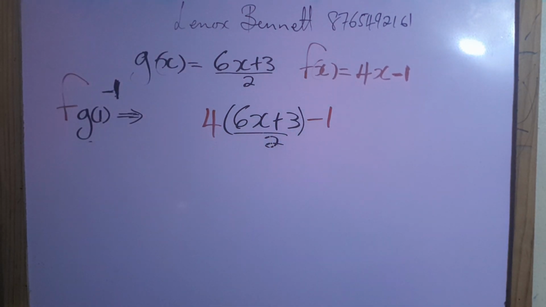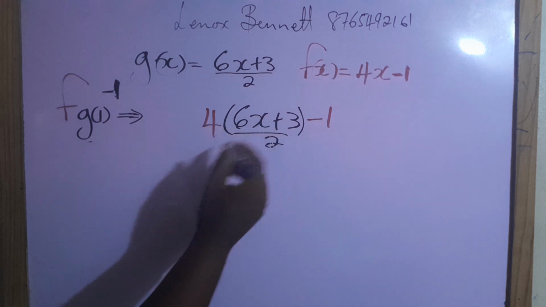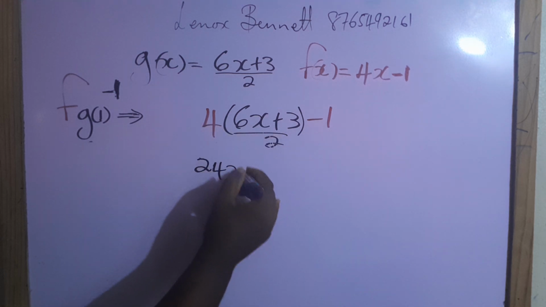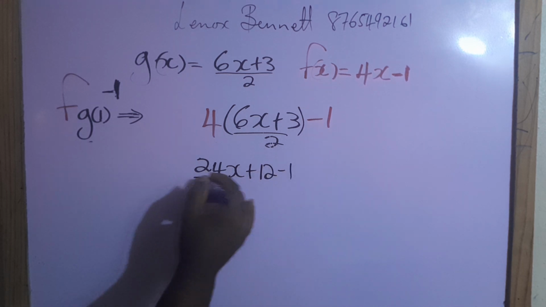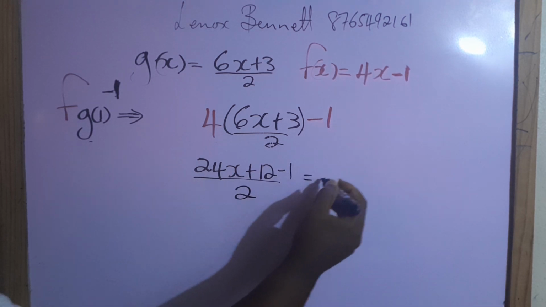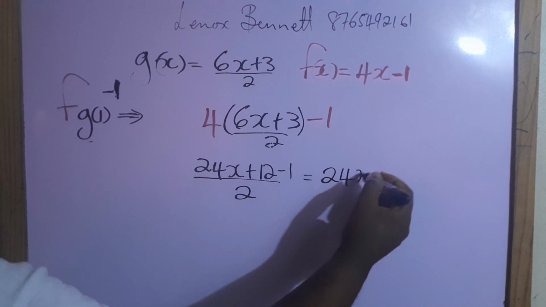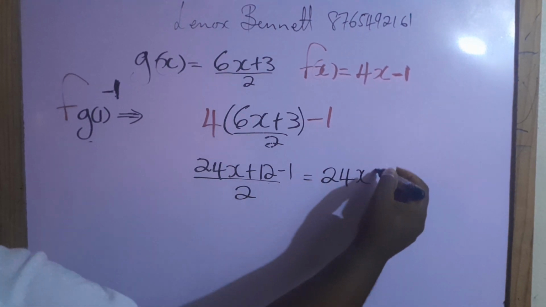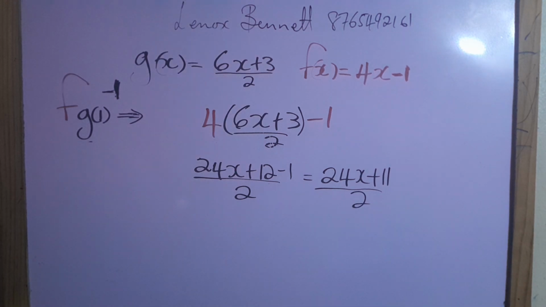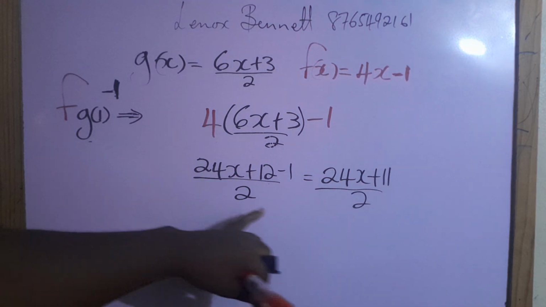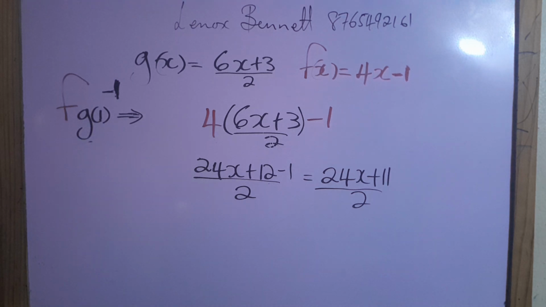So we're going to expand the bracket. 4 6s, 24. 4 times 3, 12. So this works out to 24x. 12 minus 1, that's positive 11 over 2. So we already found fgx. So what we need to do now, find the inverse.